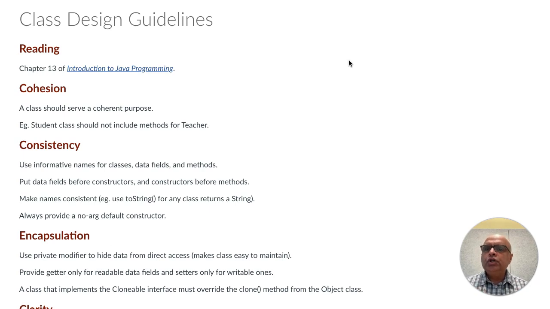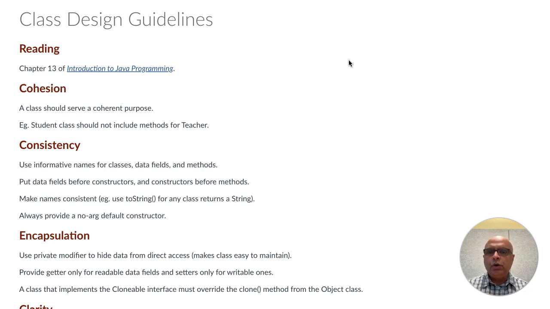Now, your class should serve a coherent purpose. For example, if you're defining a student class, you shouldn't include methods for teacher in there, right? A class should be consistent. Names for classes, data fields, and methods should be informative and have some meaning, right? You want to put the data fields first, followed by the constructors, followed by the methods when you're defining classes. Make names consistent, right? If you are going to have toString, for example, for all your classes that return a string representation of the class, right?